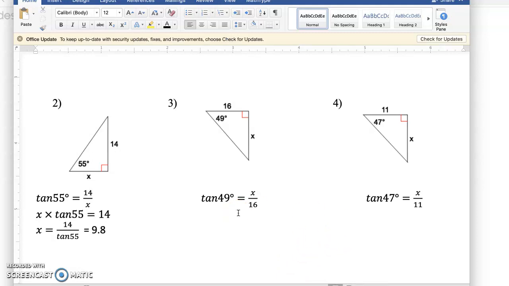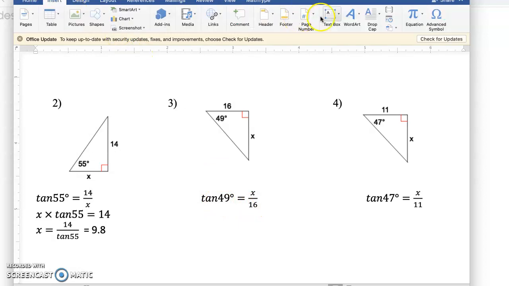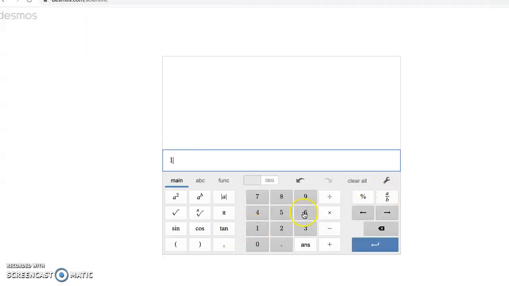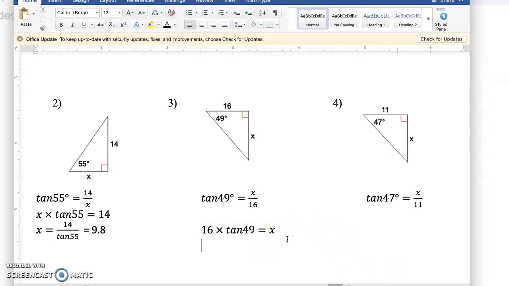3 and 4 are actually a little bit easier mathematically, because if you notice, when we cross multiply, we're not dealing with X right away. We're already isolating X. So your work would really be showing we're multiplying 16 times the tangent of 49 is equal to X. And X is already by itself. So we're just going to plug this into our calculators. So we're going to say 16 times the tangent of 49 is equal to about 18.4. There's nothing to round because the 0 is next to it. So this side length X is equal to 18.4.